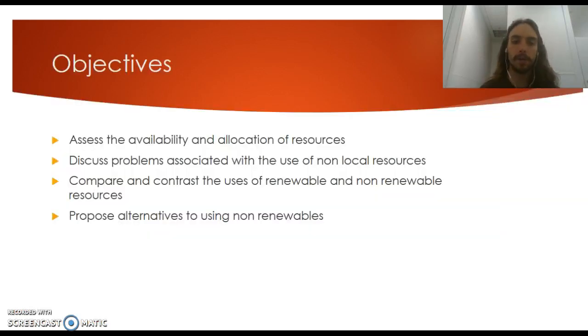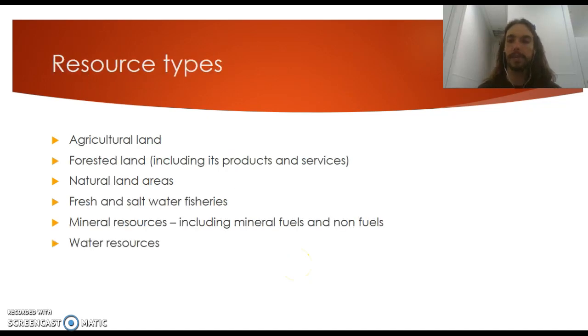So the objectives are going to be to assess the availability and allocation of resources, discuss problems associated with the use of non-local resources. Non-local is very important. We'll talk about that. We'll compare and contrast the uses of renewable and non-renewable resources. And finally, we'll propose alternatives to using non-renewable resources. So it should just be kind of a culmination of things that we've learned.